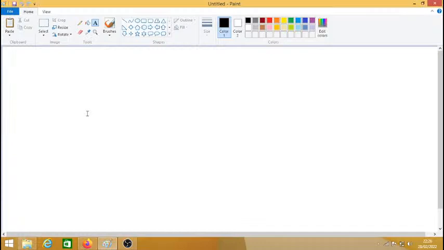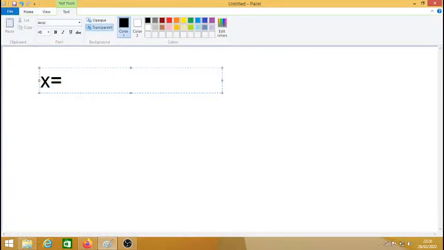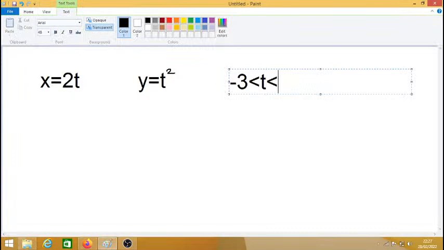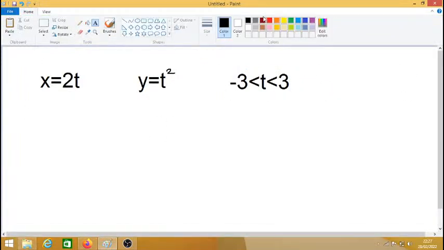So let's see how we solve them. In the first example, we have x is an equation based on 2 times t. So the x coordinate is equal to 2 times time, maybe, if time is what the t stands for. The y coordinate can be worked out based on time squared, or t squared. And the limits for t are -3 to +3. So the first question is, can we work out an equation for y in terms of x?